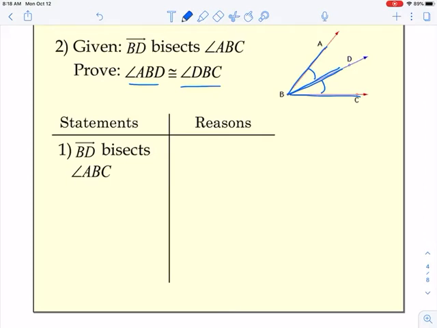So for step number 1, I put in BD bisects angle ABC. And how do we know that? It comes from right up there. It's given. Step number 1 is always our given. And right now we're doing this straightforwardly, so step number 2 is going to actually be what we want to prove. Right away, I can tell you that angle ABD is congruent to angle DBC. And that is because of the definition of an angle bisector.